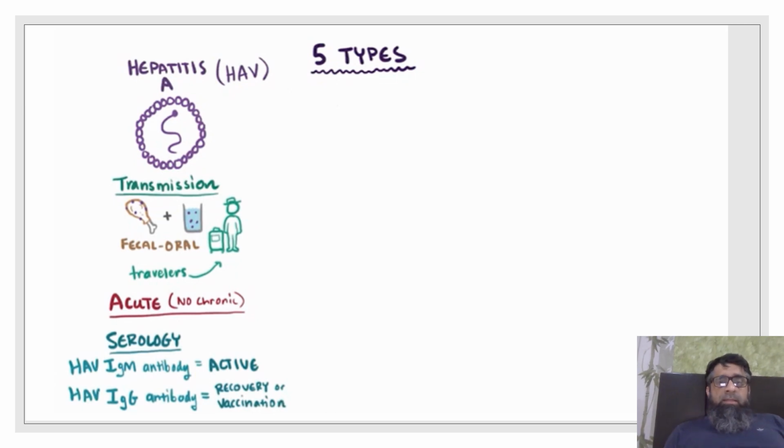When we do a blood test, we have hepatitis A IgM antibodies that present acute infection and hepatitis A IgG antibodies which present recovery or vaccination status. So there are only two tests, hepatitis A IgM antibodies and hepatitis A virus IgG antibodies.